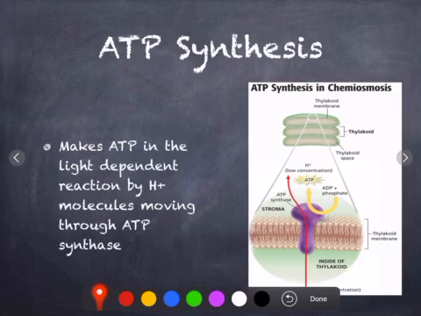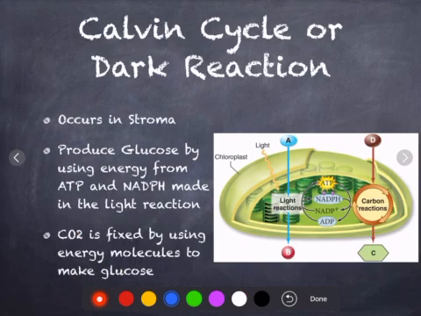Now, what happens with this high concentration of hydrogen ions is they then flow back through our ATP synthase, and this is our enzyme that ATP is produced. So they flow through there, and ADP is turned into ATP from this movement of hydrogen ions. So it makes ATP in the light reaction by doing this. So again, at the end of the light reaction, we've made ATP and NADPH.